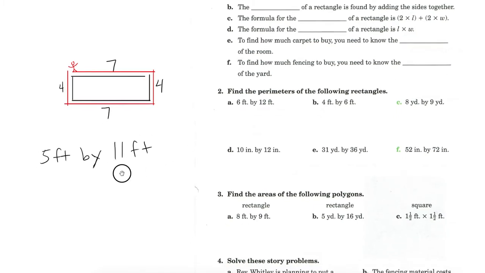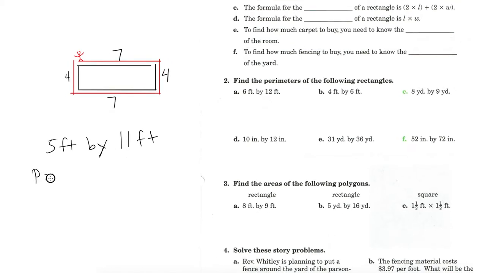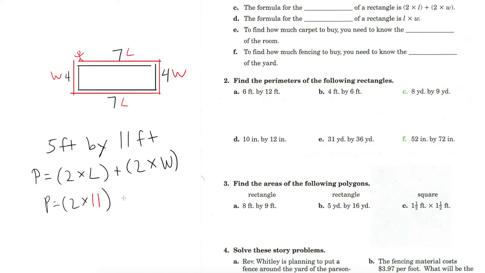Okay, so remember the formula is perimeter of a rectangle is 2 times the length plus 2 times W. And remember that length is the top and bottom sides of a rectangle, and the width is the sides, okay? So 2 times L, length is always the longest side, so in this case it's 11. So it would be perimeter equals 2 times 11 for my length, plus 2 times the width, in this case it's 5.